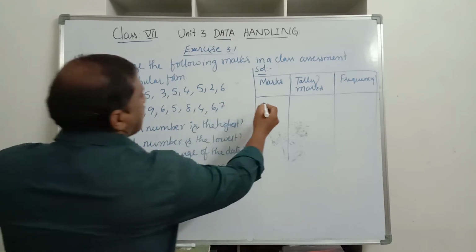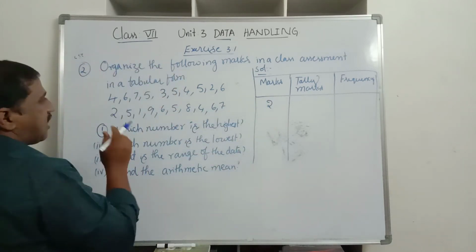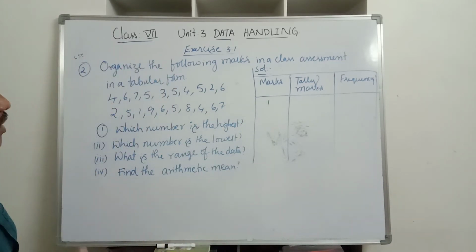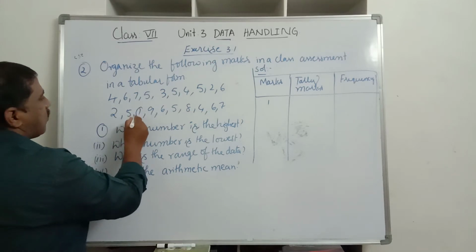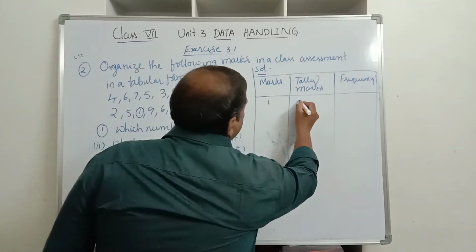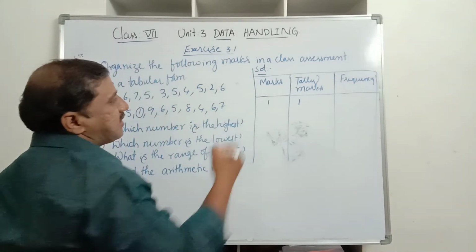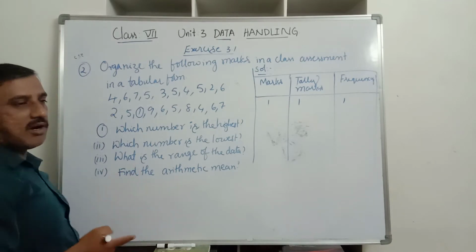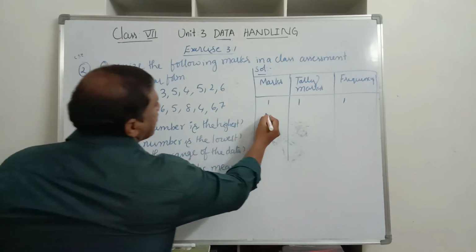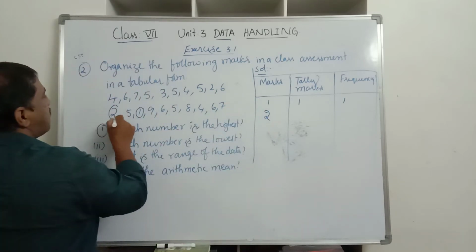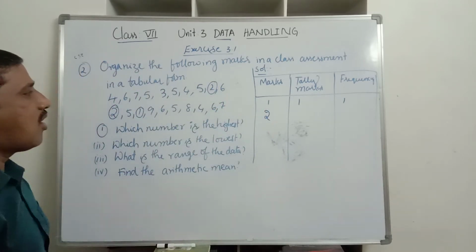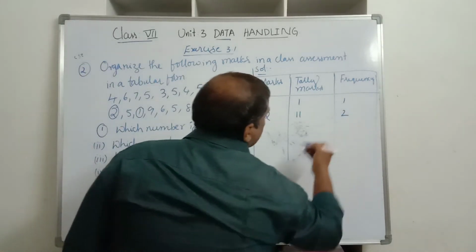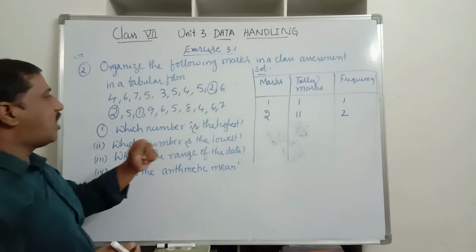Now observe here. What is the least mark? 1 is the least mark. How many students got 1 mark? Only 1 student got 1 mark. Tally marks are nothing but vertical lines, and the frequency represents the number of students. Next, 2 marks. How many students got 2 marks? Observe, 1 is here and here it is 2. So 2 vertical lines represent the tally marks, and write 2 here. That is, 2 students have scored 2 marks.